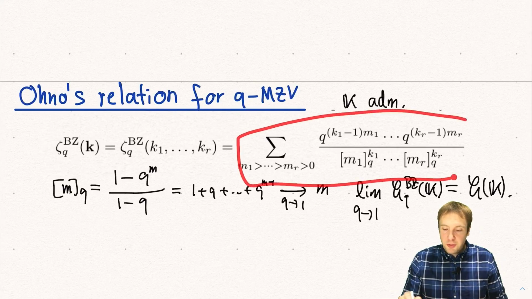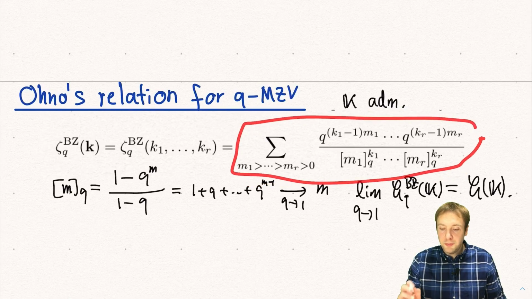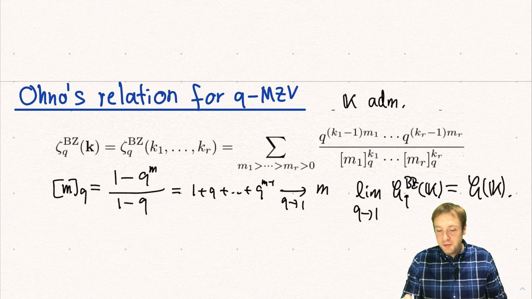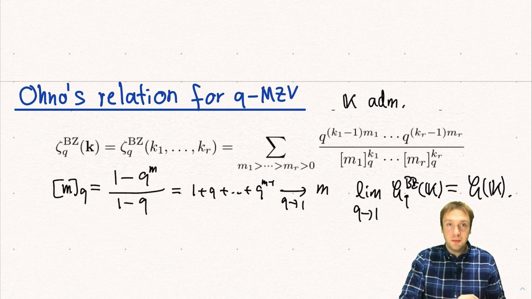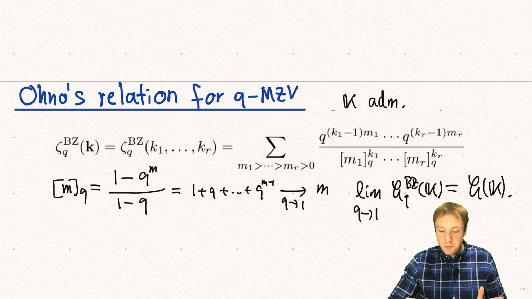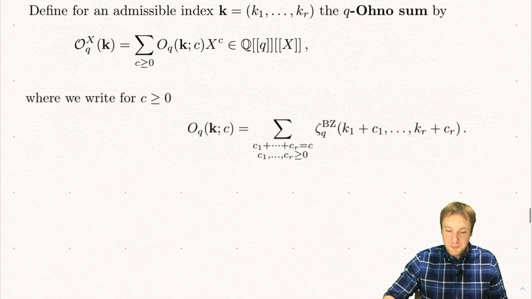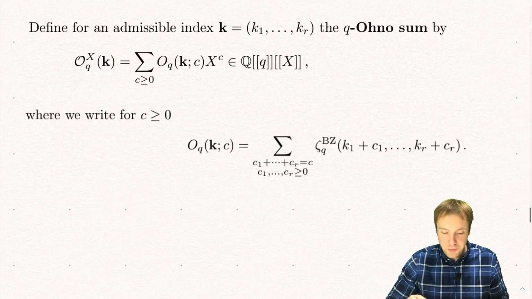The reason why we talk about this model now is because this is, in a certain sense, the unique q-analog model for multiple zeta values which also satisfies the duality and which also satisfies the Ohno relation. So to state the Ohno relation for this object, we also need to define the q-Ohno sum and then give the proof of the Ohno relation.